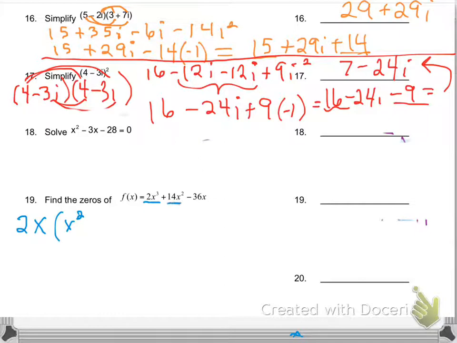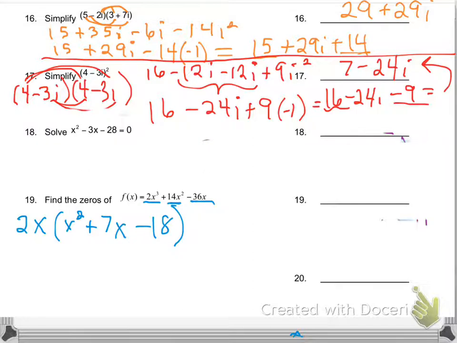Look at the next term, 14x squared. 14 divided by 2 is a positive 7. If I had x squared and I took 1 out, I'm left with x. Negative 36 divided by 2 is a negative 18. I had 1x, I took it out, so there is no more.